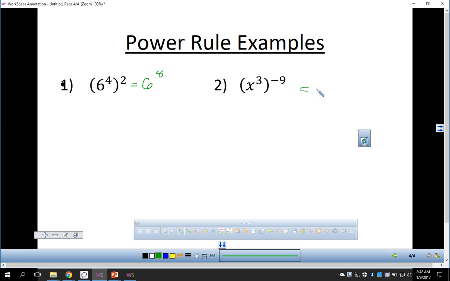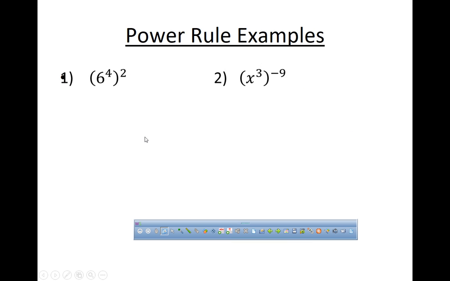You just multiply the exponents. X to the negative 27, which can be written as, if I just wanted positive exponents, 1 over x to the 27. Okay? So that's the power rule.